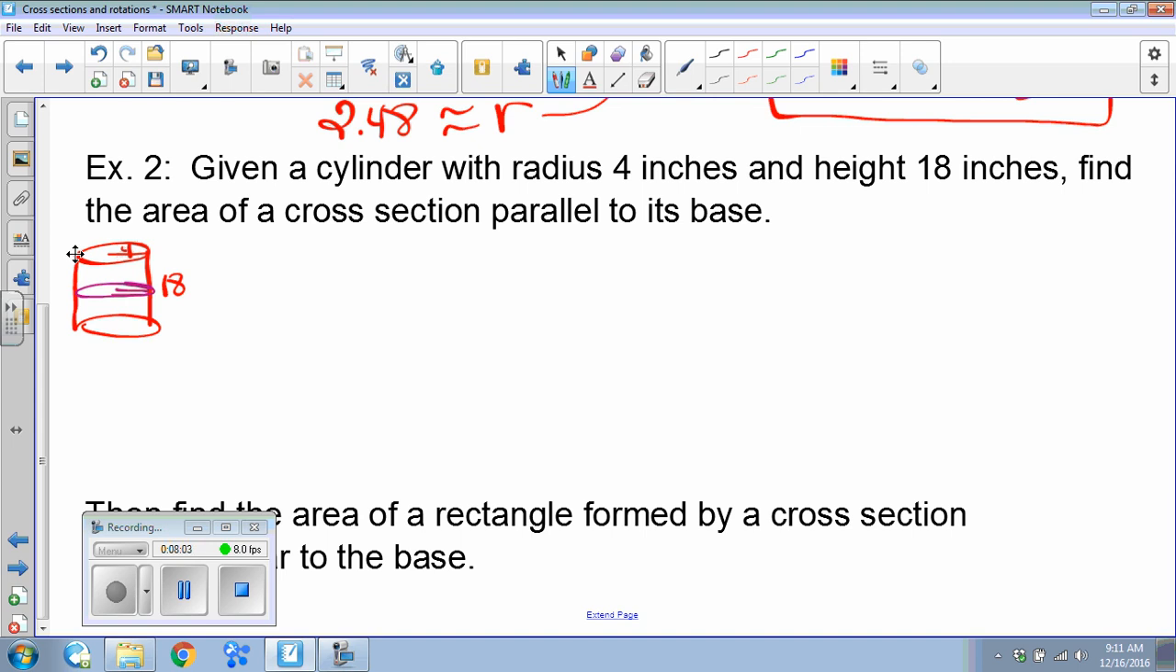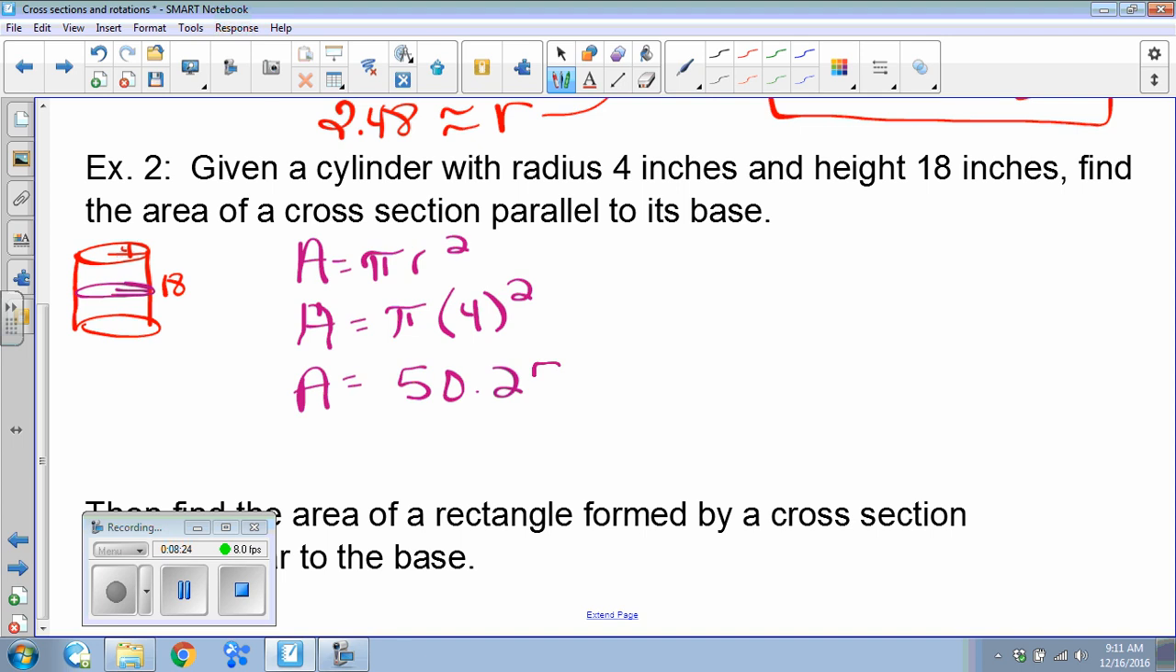Okay? And so area is pi r squared. So area is pi times 4 squared. So area is 50.27 square inches.